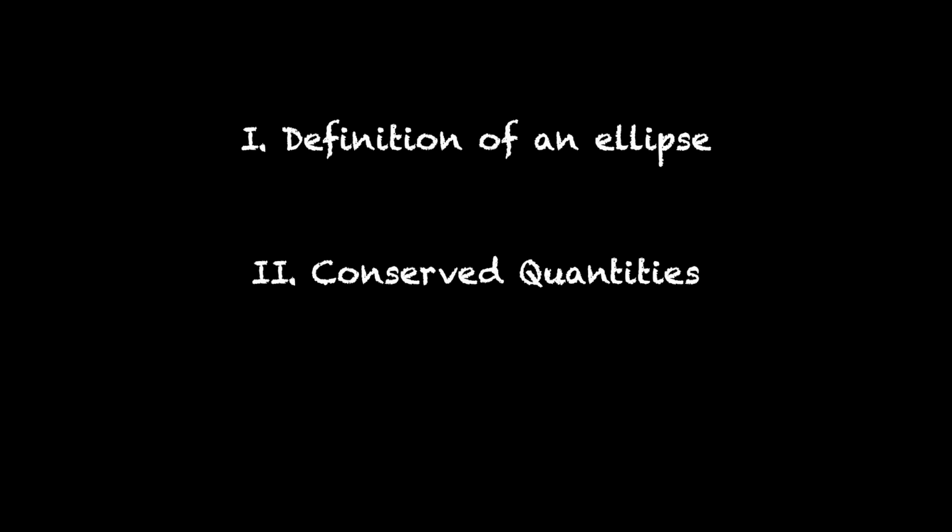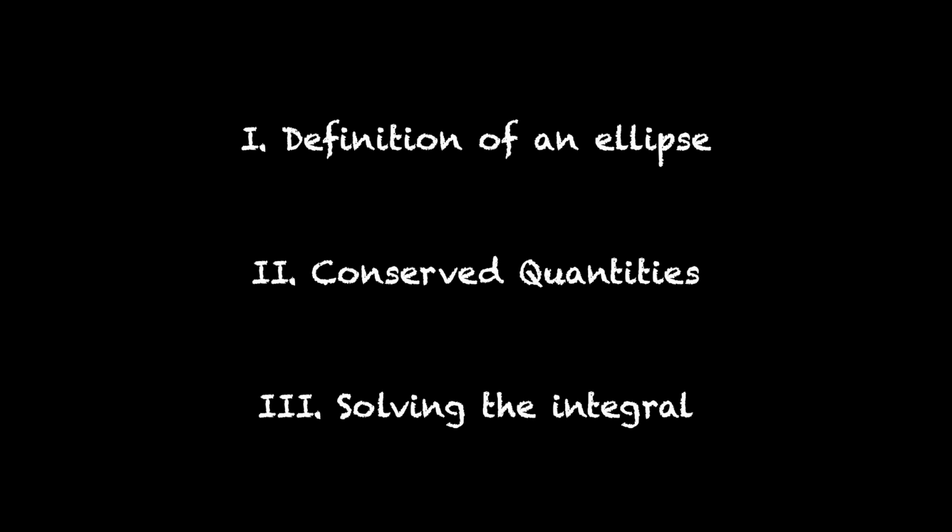We will get an integral which we will have to solve using some cool tricks like substitution or completing the square. And what we will get is an equation for the orbit of a planet around the Sun, which will equal the equation for an ellipse we derived in the first section.